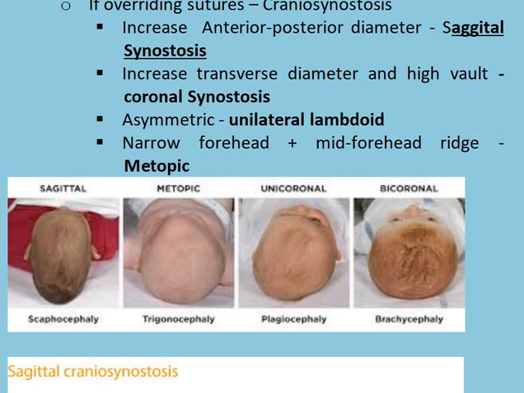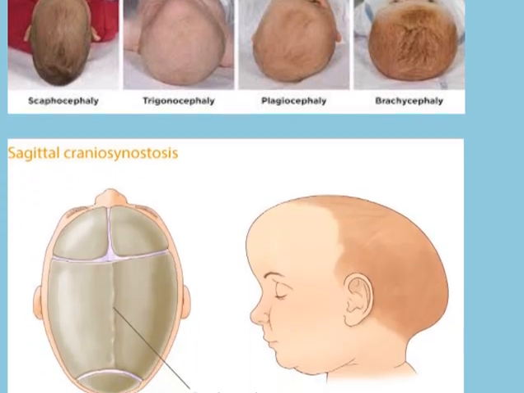See the long anteroposterior scaphocephaly, which is due to sagittal, then metopic due to trigonocephaly, and then unicoronal plagiocephaly, then bicoronal brachycephaly. So these are the different shapes of the head. You must memorize them.